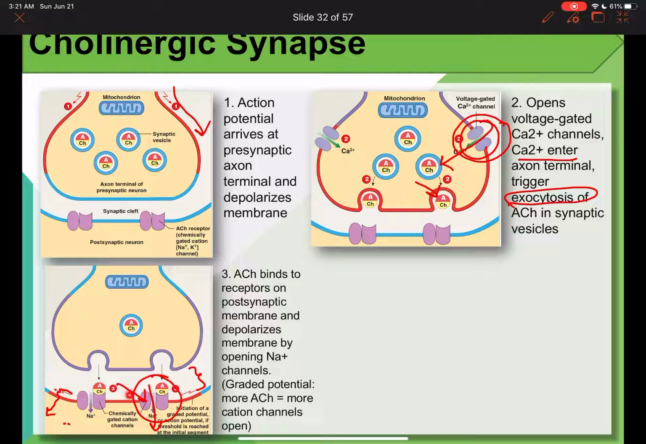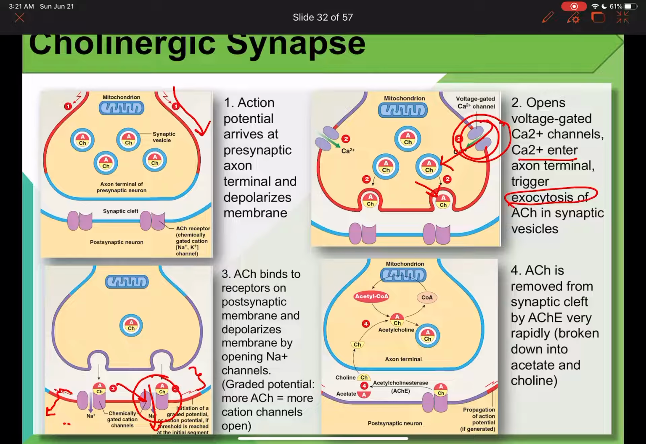Okay, so that's how we go from a presynaptic neuron to activating that same signal in a postsynaptic neuron: the action potential arrives at the axon terminal, causing calcium ion channels to be activated, causing exocytosis of acetylcholine, which will bind to the postsynaptic neuron, or in the neuromuscular junction's case, the muscle fiber. Okay, and because we talked about graded potentials, the more acetylcholine that is released into the synaptic cleft, the more ion channels will open, or the longer they will stay open, the longer you have acetylcholine remaining in there.